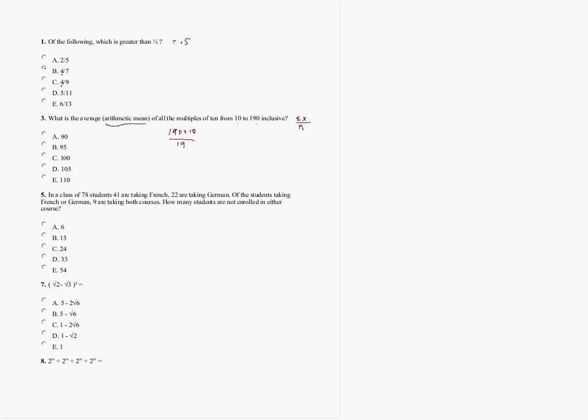Right. So actually it is 10 plus 20 plus 30 plus etc. plus 190, right? These are multiples of 10, right? Yes. So you can take 10 as a common factor, okay? And then it becomes 1 plus 2 plus 3 plus etc. up to 19, and this should be divided by 19, right? Okay. So that's the main thing.